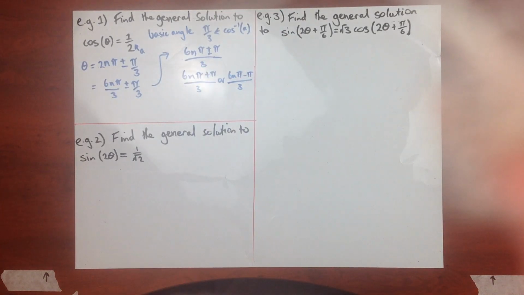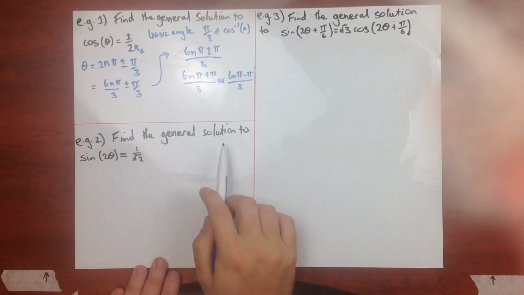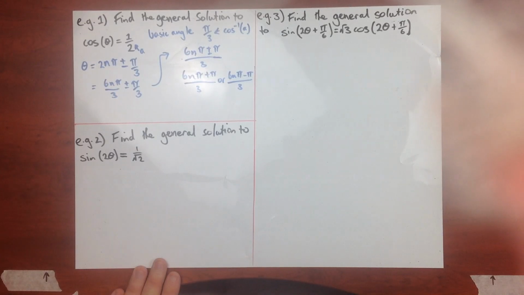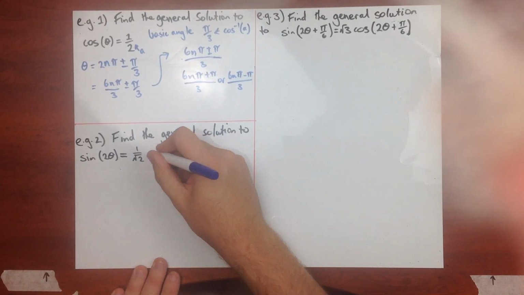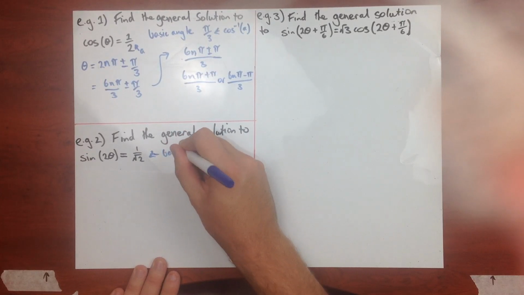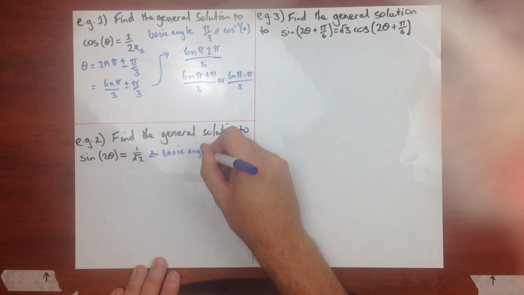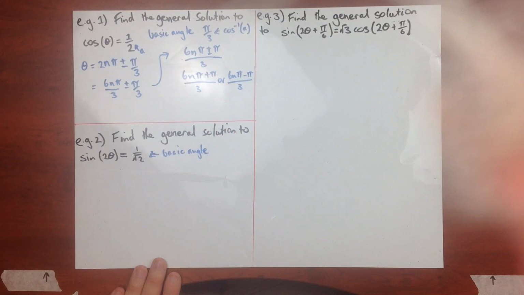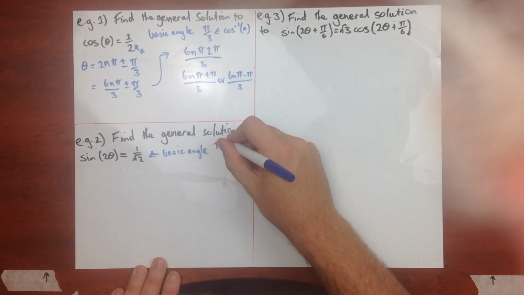Okay, so that's what we'll be looking at for our first one. For our second one, we want to be finding the general solution to sine of 2 theta equals 1 on root 2. So again, we need our basic angle. So that is, when does sine equal 1 on root 2? It is pi on 4.